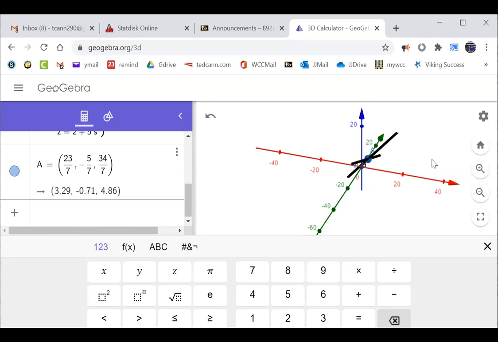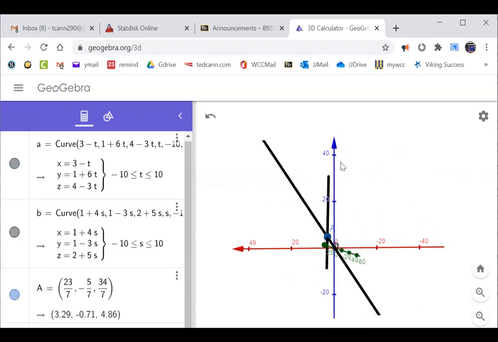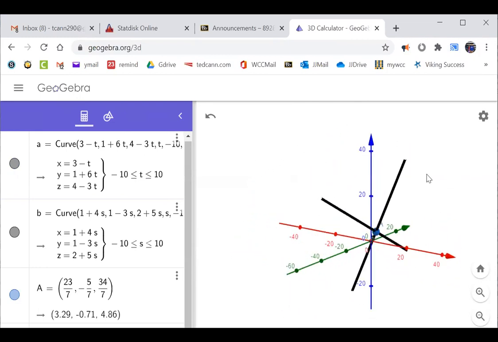All right, just wanted a quick look anyway to make sure, and it does appear that that is the intersection between the 2 lines. All right, so satisfaction of a job well done when it shows up on Geogebra, and so then we know what we got when we get it.